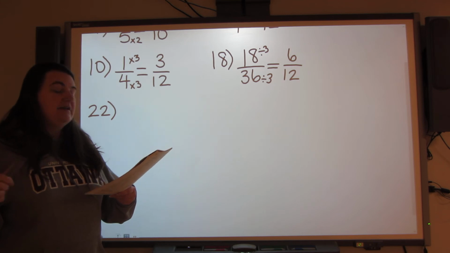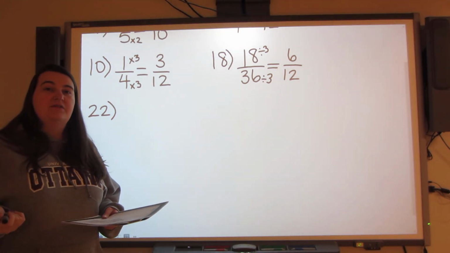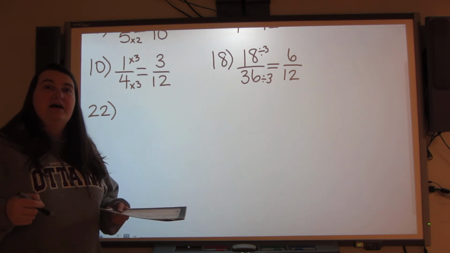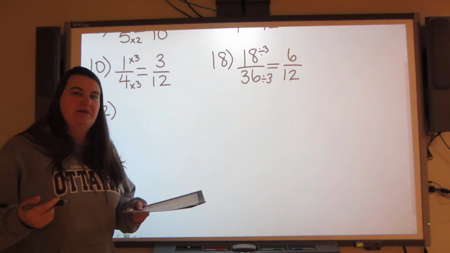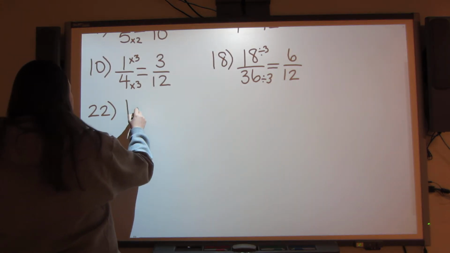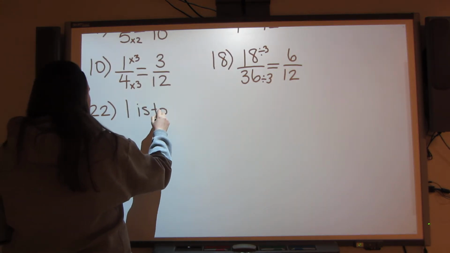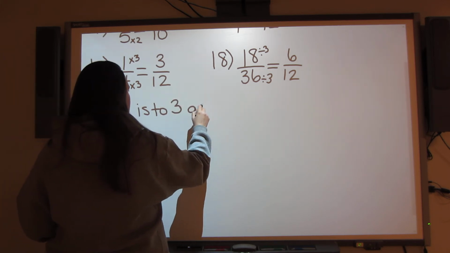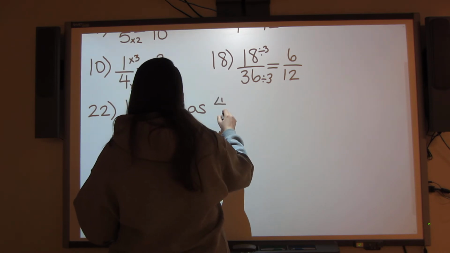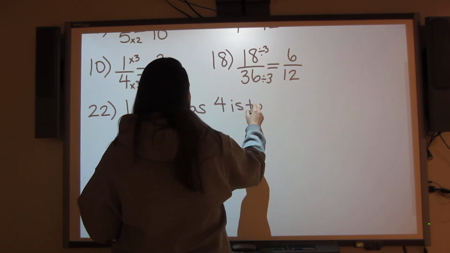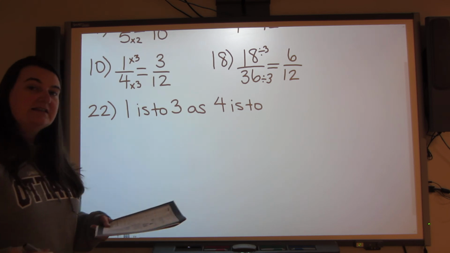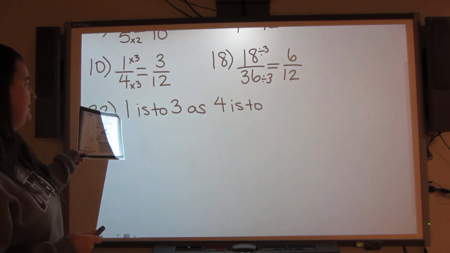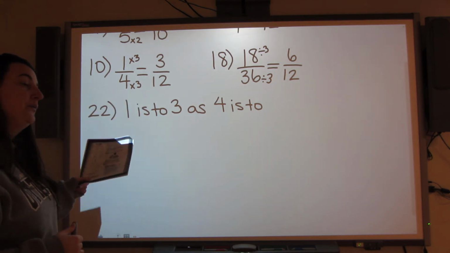Number 22 is written in words, and you need to solve the proportion. Now, if it's easier, you can write it as a ratio, but either way, you're still dealing with the same numbers. So, 1 is to 3 as 4 is to something. So just like we did before, you're going to find the missing number by figuring out the relationship between the ones that you already know.